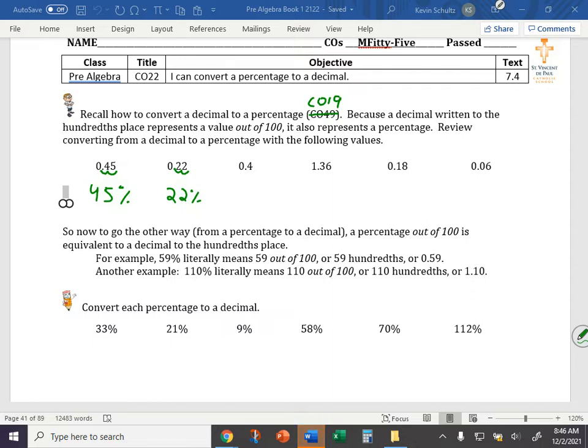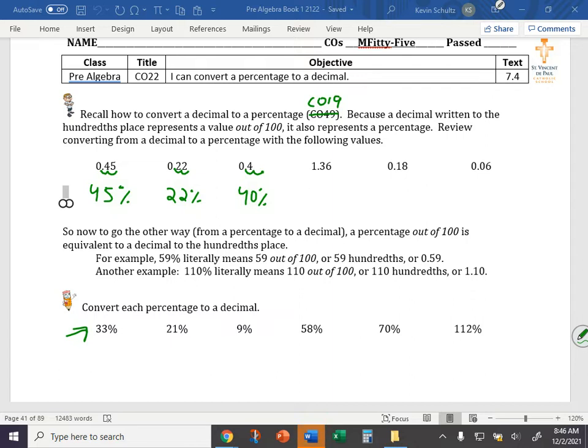Tony? 40. 40%, right? It's still the decimal kicked over 2 spots and it's going to be 40%, right? So how do you think you would get from a percentage, that first one down in the happy pencil section, 33%, how do you think you get back to a decimal?